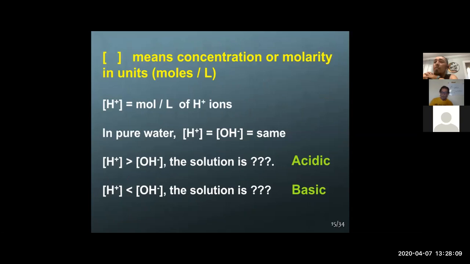We don't have to worry about that right now, but later on we're going to show you how to calculate moles. The units are moles over liter, and here at the bottom, when the proton concentration is greater than the hydroxide concentration, it's acidic. And then the converse is true, making it basic.